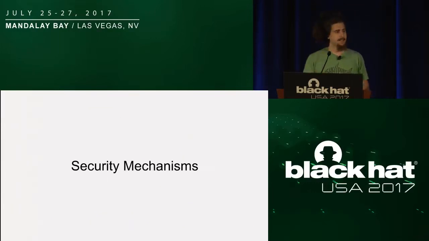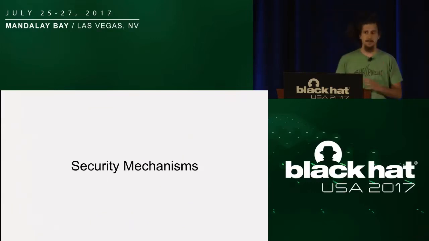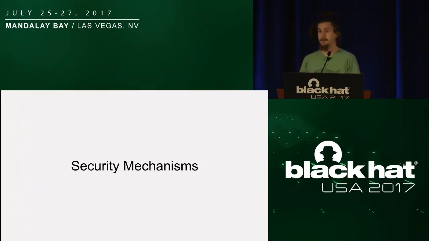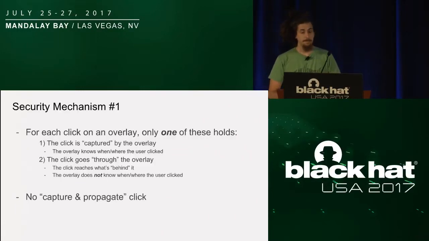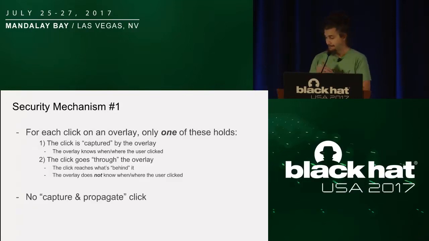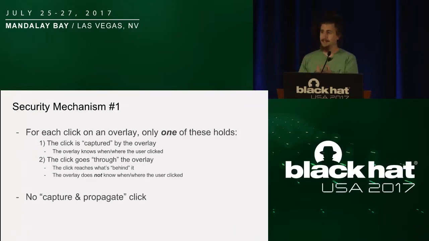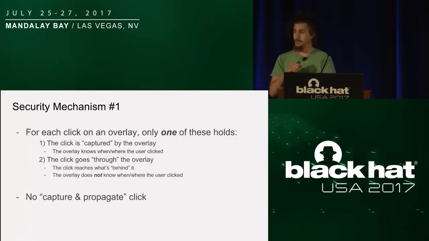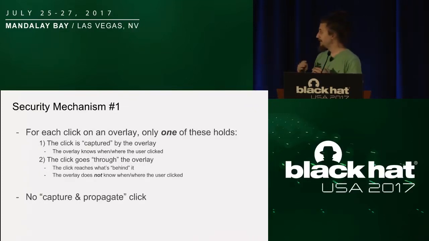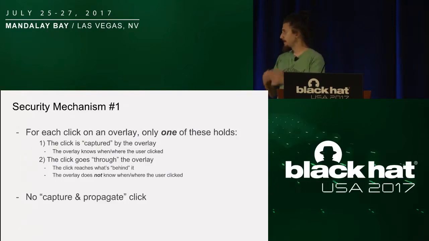Now, I said that these two permissions are powerful, but there are a number of security mechanisms there to prevent abuse. And now I'm going to give you an overview about these security mechanisms. The first one is that for each click, two things can happen. An overlay can either get the click and know where the user clicked, or the click goes through, and the attacker doesn't know where the user actually clicked.